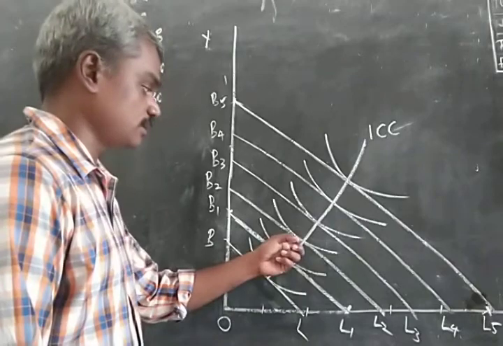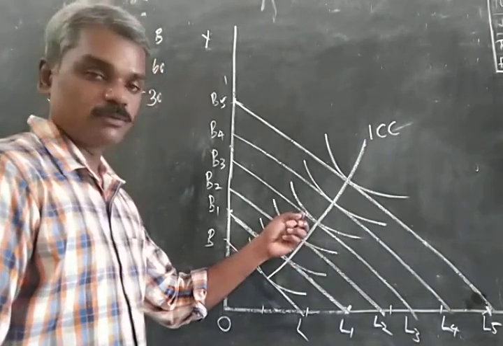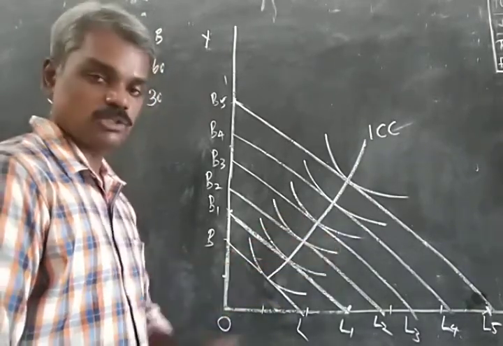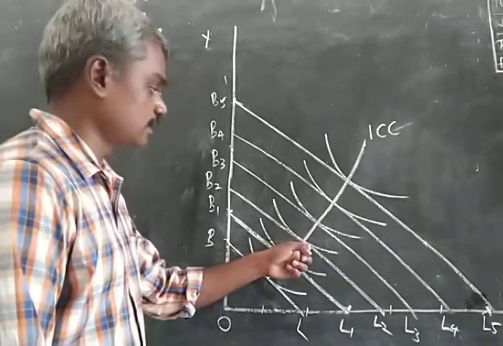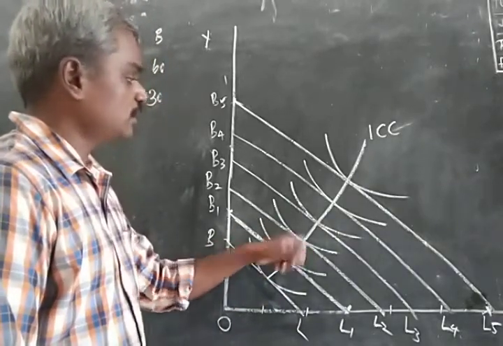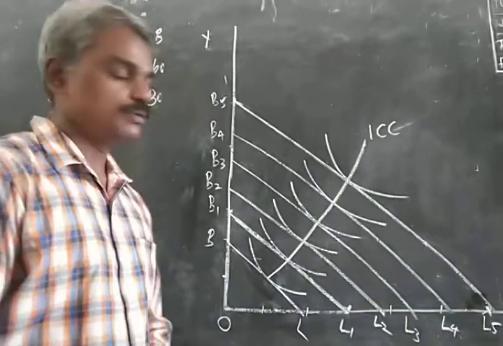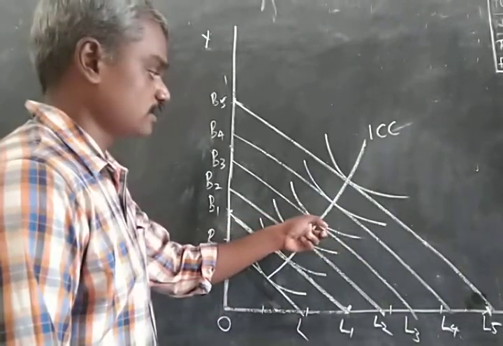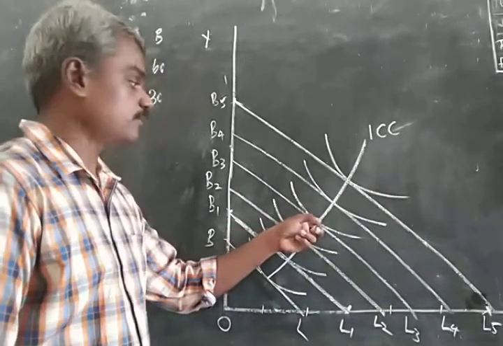Again, the consumer's income increases, and the budget line shifts outwards. It is tangent to another indifference curve. This is the third equilibrium point of the consumer. The budget line again shifts in response to increasing income. There is another indifference curve, and again, the fourth point of equilibrium.